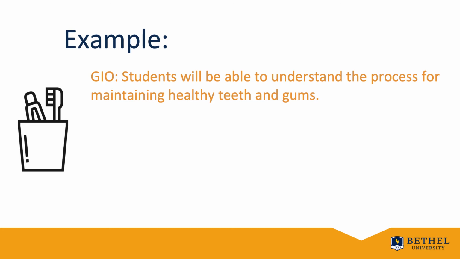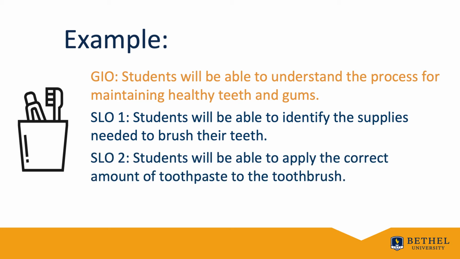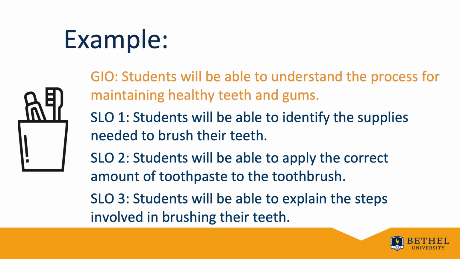The GIO, the overarching bigger concept, could be students will be able to understand the process for maintaining healthy teeth and gums. Then a first SLO could be students will be able to identify the supplies needed to brush their teeth. They aren't getting anywhere without a toothbrush and some toothpaste, right? The next thing to conquer would be that students will be able to apply the correct amount of toothpaste to the toothbrush. And lastly, students will be able to explain the steps involved in brushing their teeth. If we wanted a fourth SLO, we could say that students would be able to demonstrate correct teeth brushing.